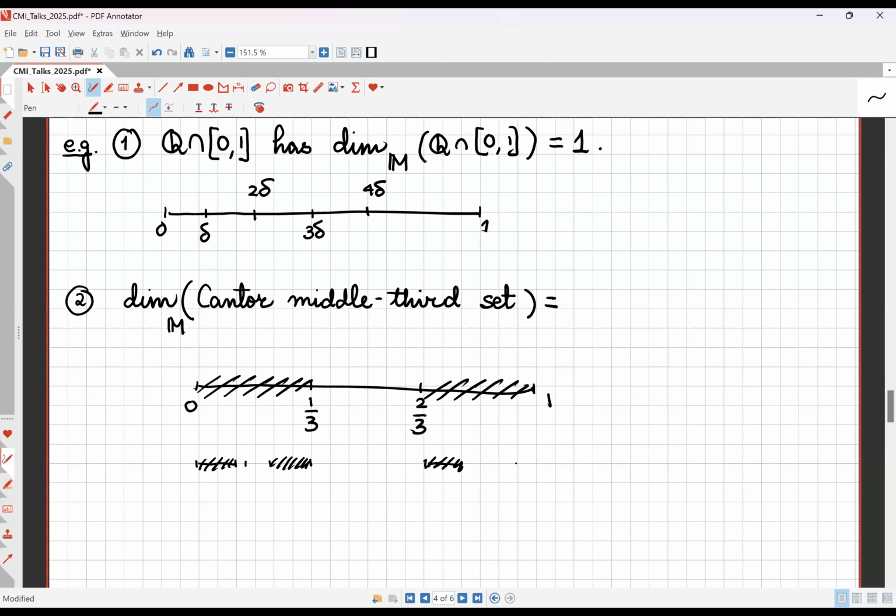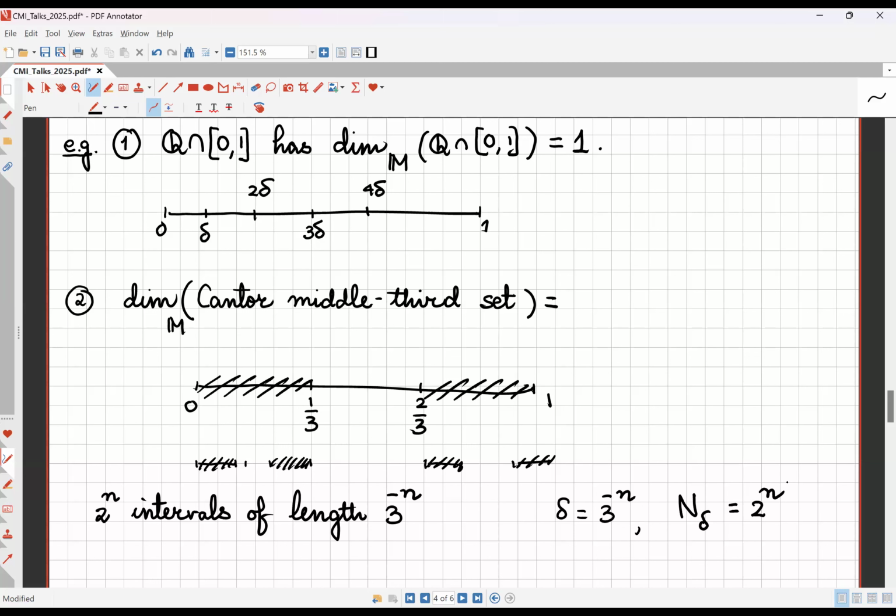In general, at the nth iteration, you have 2 to the n intervals, each of length 3 to the minus n. So you require 2 to the n many delta balls. So delta is 3 to the minus n, and the number of delta balls that you need is 2 to the n. So if you write this down, this is going to end up becoming log of 2 to the n divided by log of 3 to the n as n goes to infinity. So this is log 2 over log 3. Does this give you an idea about how to calculate it?